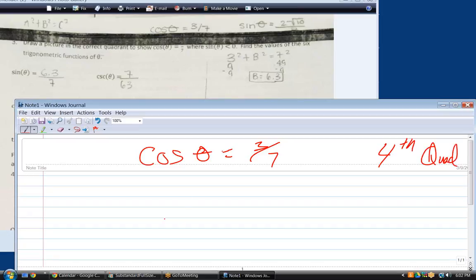Now, to solve the rest of it, just draw a right triangle. It doesn't have to be in the fourth quadrant. Just draw a right triangle and label theta. Okay? Now, because they've told us the cosine of theta is 3/7, we can put a 3 there and a 7 there. No matter what fraction they would have given us, if they'd have said 1/2, I'd put a 1 there and a 2 there.